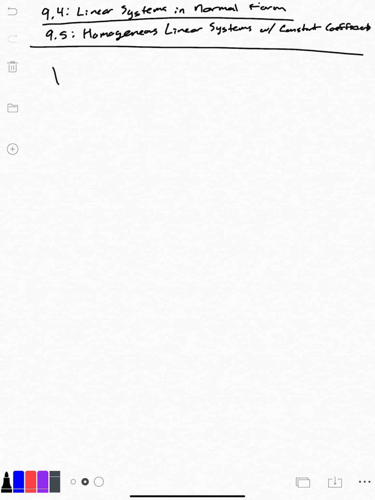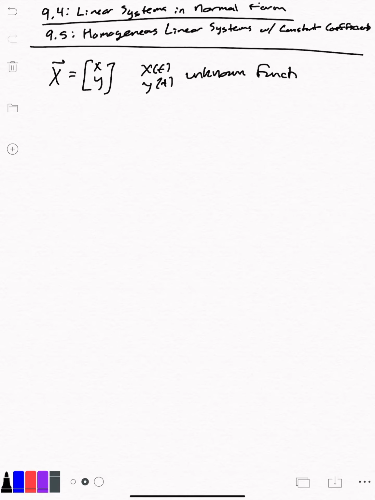And that's the idea, is that if you have your vector, now again, this vector is going to be for us just two variables, where x of t and y of t are the unknown functions. And the normal form is going to be when you have the derivative of this vector is equal to A times the original vector, for some 2 by 2 matrix A.